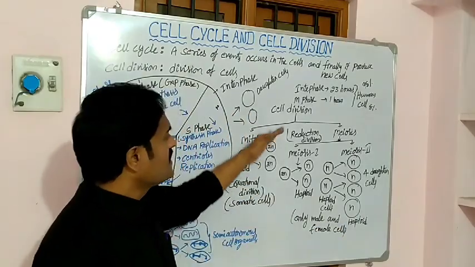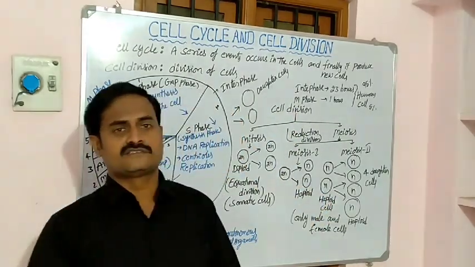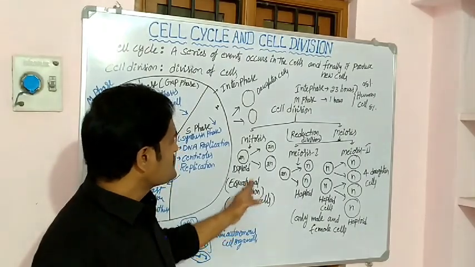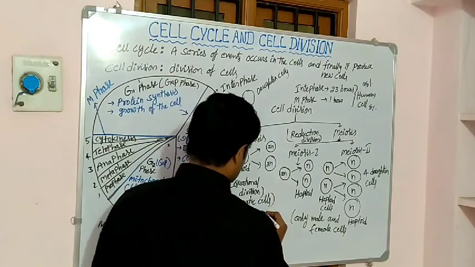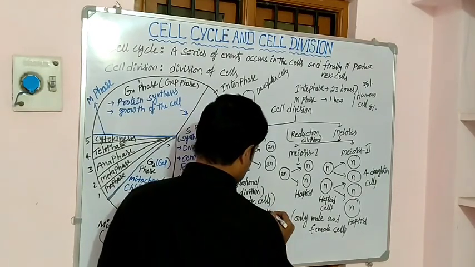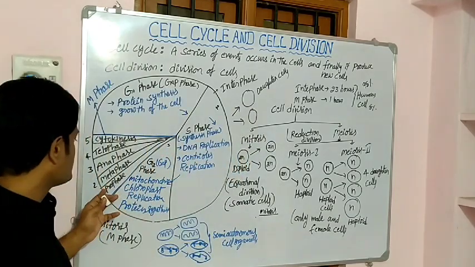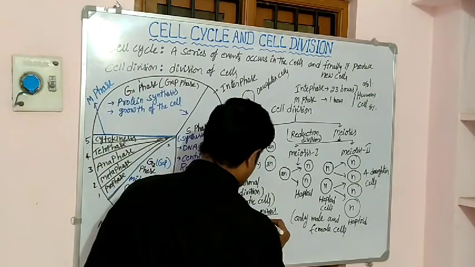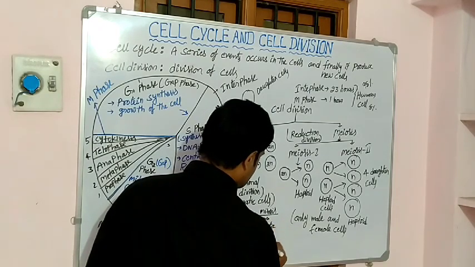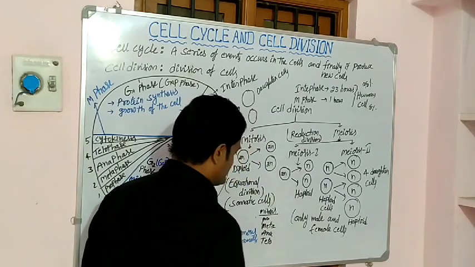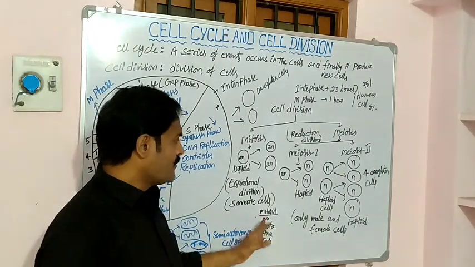So this is about the introduction of cell division. Then we are going to mitosis. Mitosis consists of some phases, majorly 4 phases. What are the 4 phases? Prophase, metaphase, anaphase, telophase. Like this, 4 major phases are seen in mitosis.